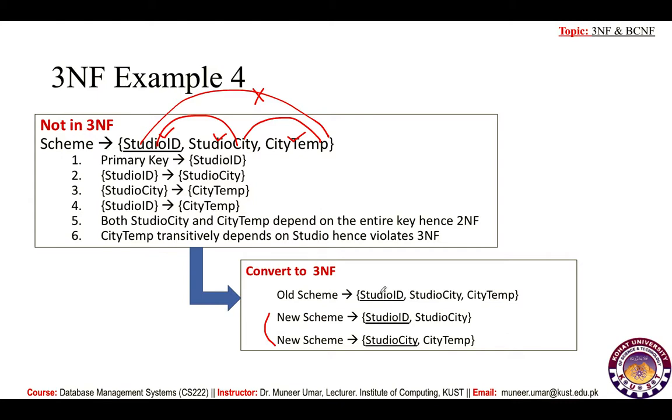So studio ID determines studio city, so create a new table for this. Then studio city determines the city temperature, so create a new table for this. And here in these two new tables, the studio city can be used to connect both the tables. So here the studio city is the foreign key and the primary keys are studio ID and studio city.